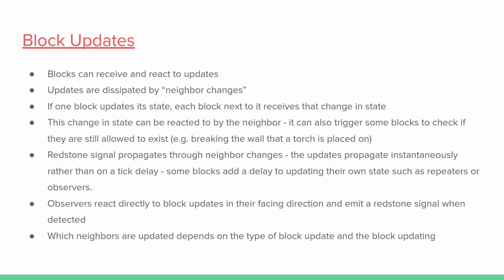So if you place a fence, that fence updates its neighbors, and then those fences actually update their model to match the fences next to it. It's also how redstone signal propagates between blocks, and it propagates instantaneously. It doesn't take time for those updates to pass. It doesn't take a tick for redstone to go from one redstone dust to another redstone dust. It just runs. Some blocks obviously add a delay there, like repeaters, observers.